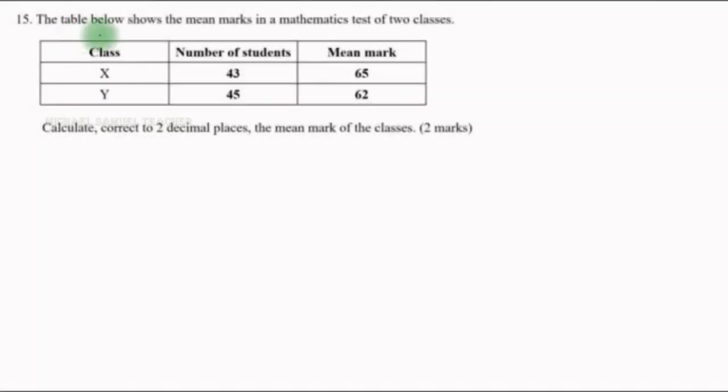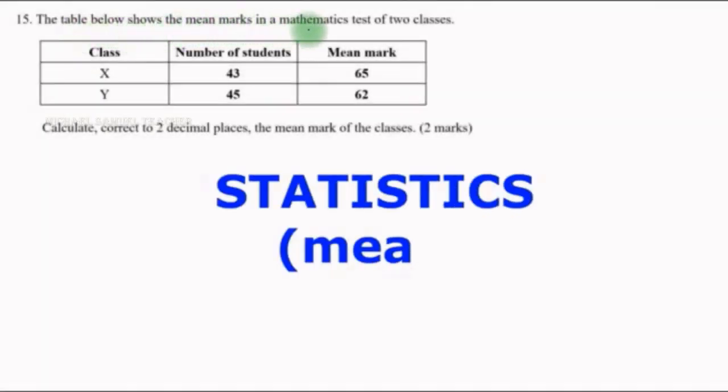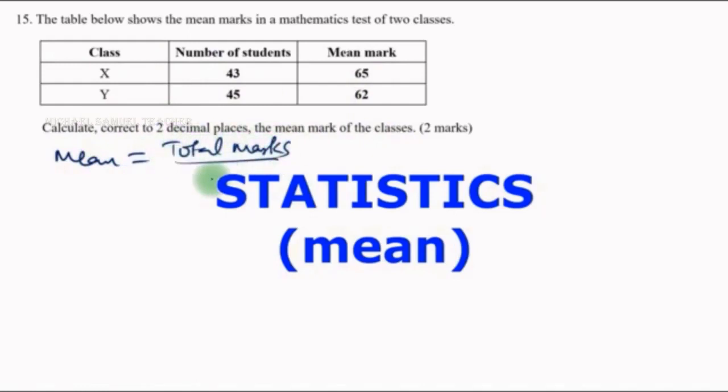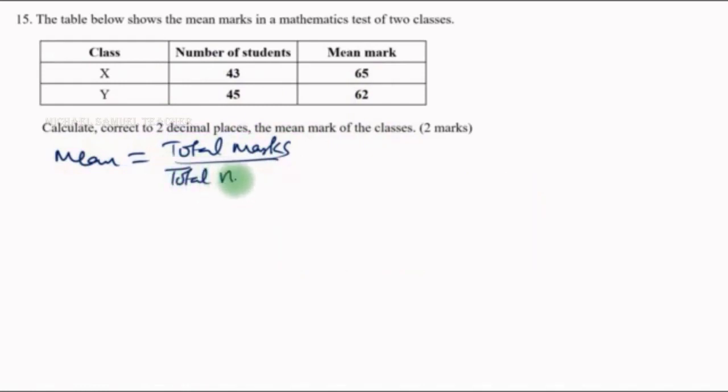Question 15. The table below shows the marks in a mathematics test of two classes, class X and Y. The number of students in X is 43, in Y it is 45. Mean for class X is 65, and mean for class Y is 62. So calculate correct to 2 decimal places the mean of the classes. So remember, to get mean is the total marks, we divide by total number of students.